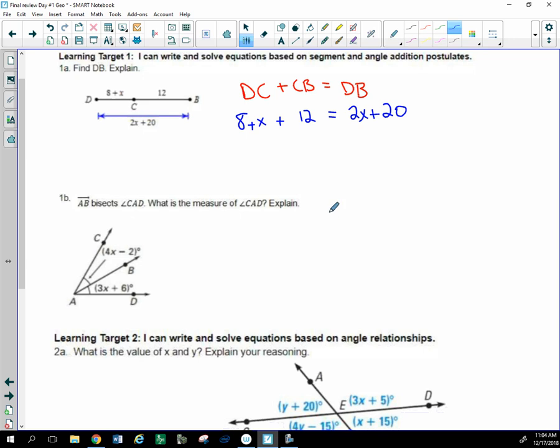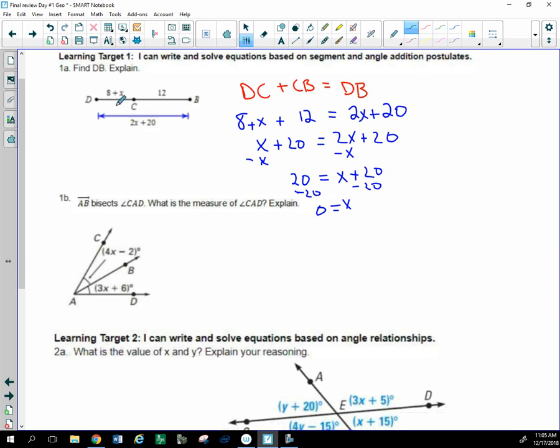If I start simplifying and combine like terms over here, I'm going to get x plus 20 equals 2x plus 20. I'm going to subtract an x across the equal sign, and I'm left with 20 equals x plus 20. When I subtract the other 20, it looks like x will be 0. Well, does that work for us?